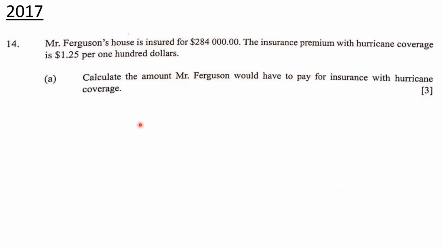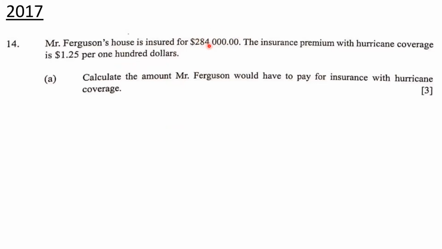Mr. Ferguson's house is insured for $284,000. The insurance premium with hurricane coverage is $1.25 per $100. So for every $100, you have to pay 1.25, right? It says calculate the amount Mr. Ferguson would have to pay for an insurance with hurricane coverage. So remember, every $100, you have to pay $1.25, right? So we have 284,000.